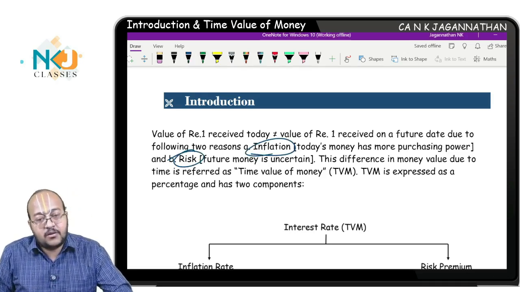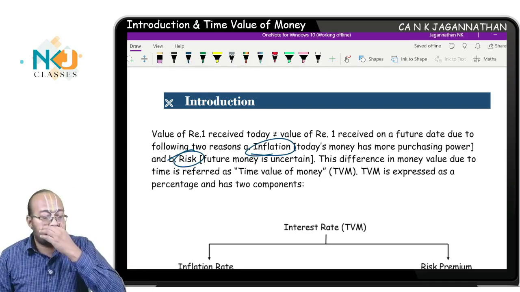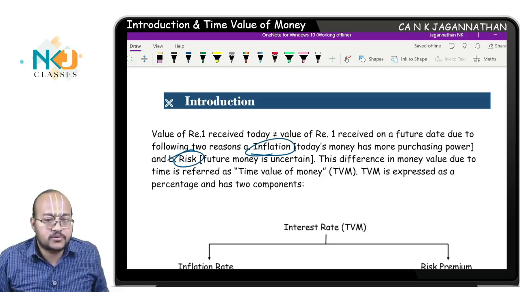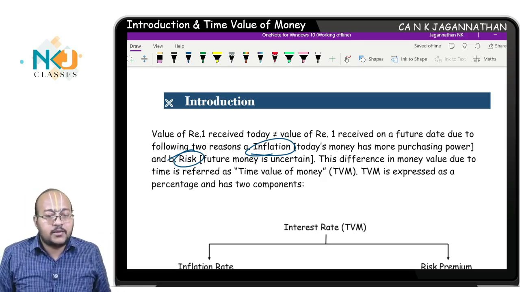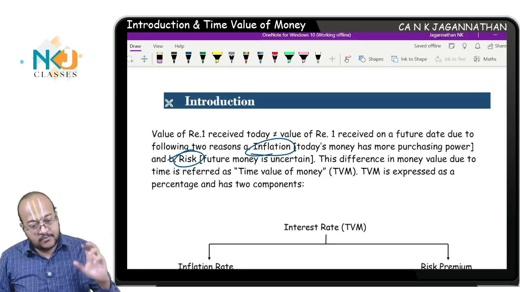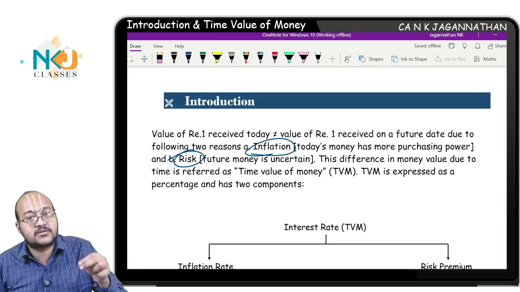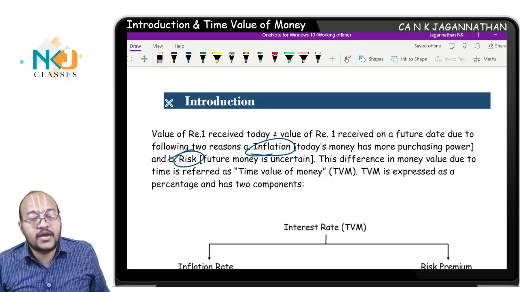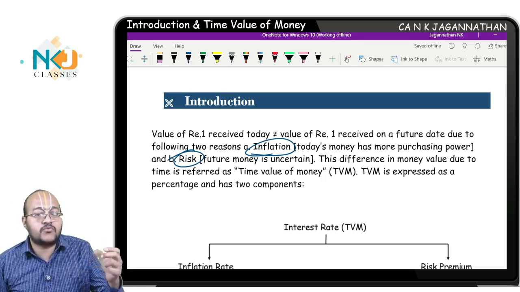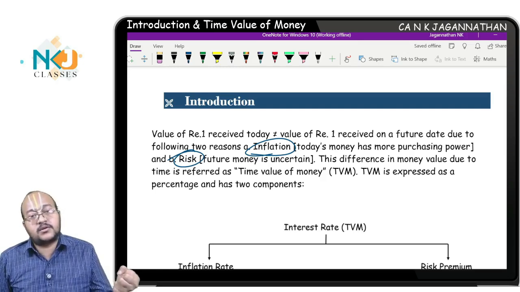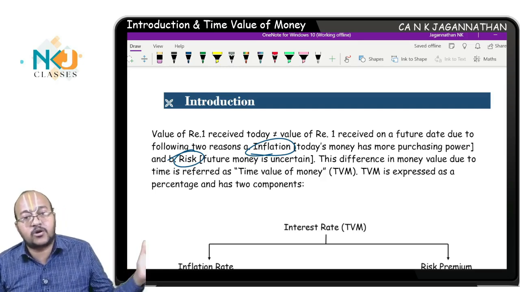For example, today 1 kg of rice is costing 60 rupees. Assume it is 60 rupees. Please tell me, after 10 years, can you buy the same 1 kg of rice using this 60 rupees? Not at all possible. Why? Because of the diminishing purchasing power of money. So this 60 rupees value will get diminished over a period of time.